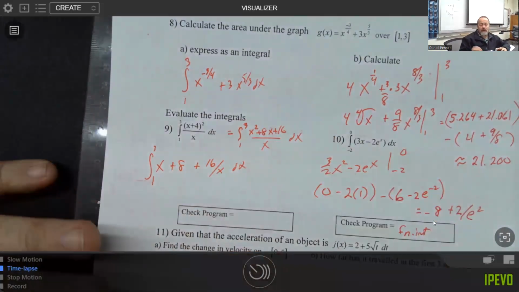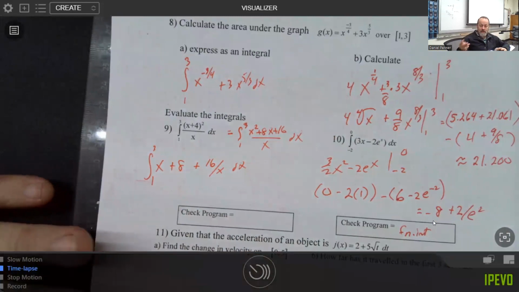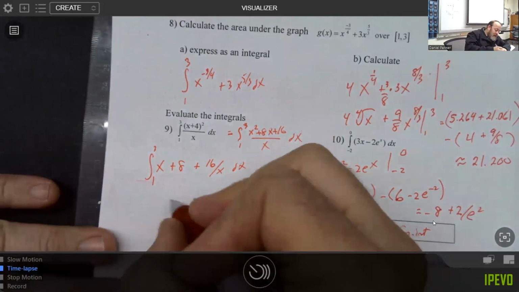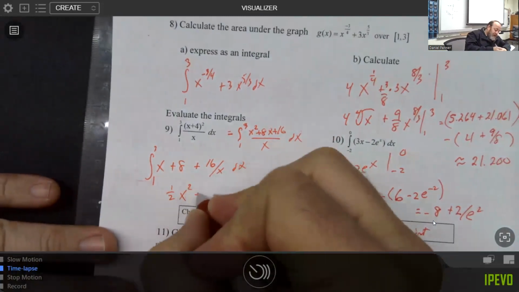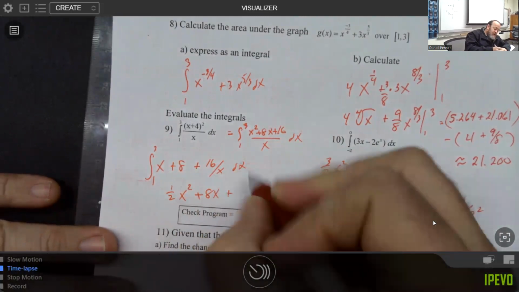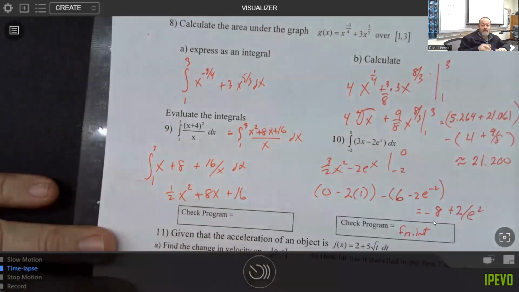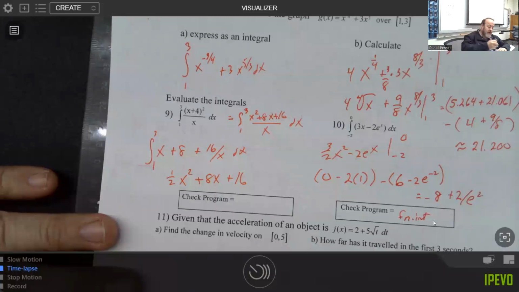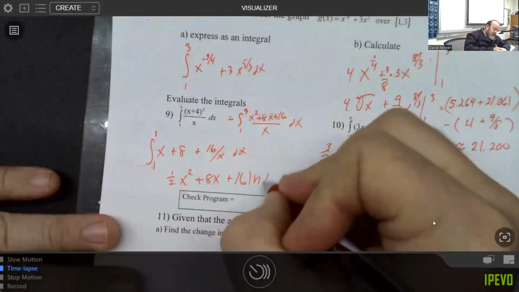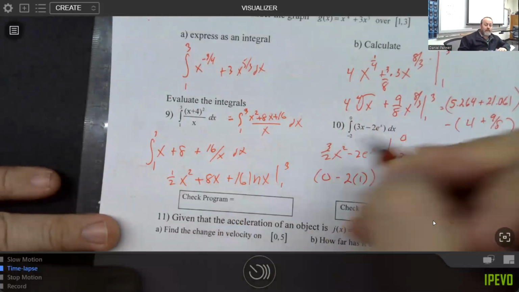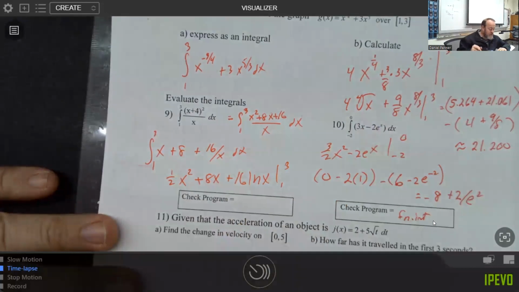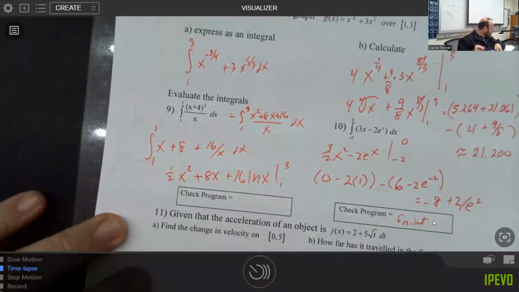Well, that took it from a very difficult problem into a phenomenally simple one. And so our antiderivative is half x squared plus 8x, and this is the one that people have trouble with. Remember that the integral of 1 over x is a natural log. And that's going to be evaluated then from 1 to 3. And of course, we just need to plug that in.